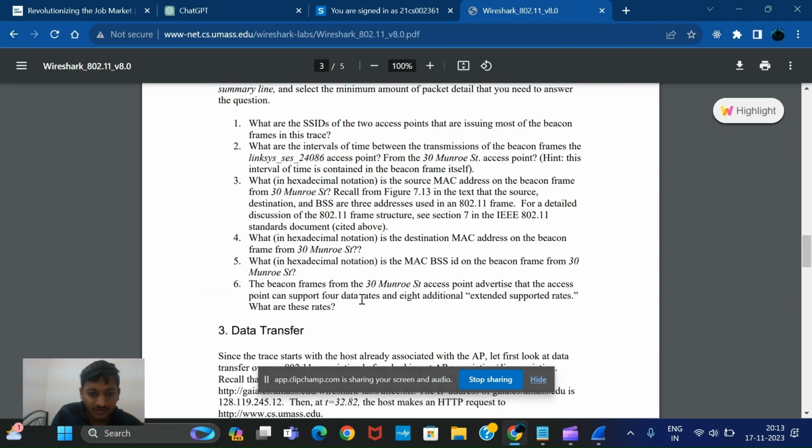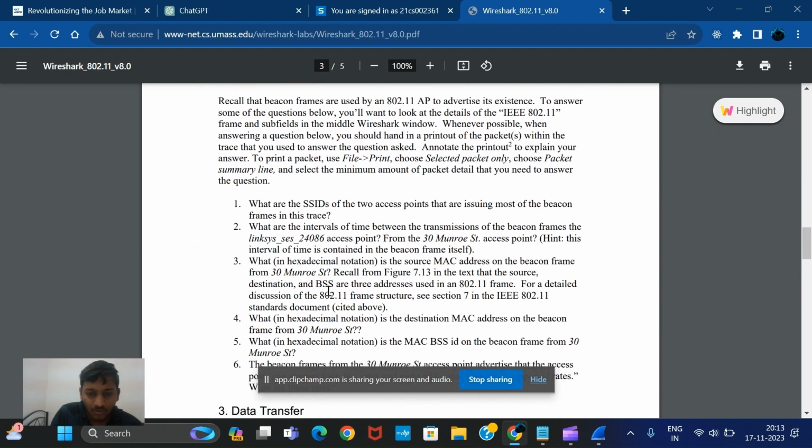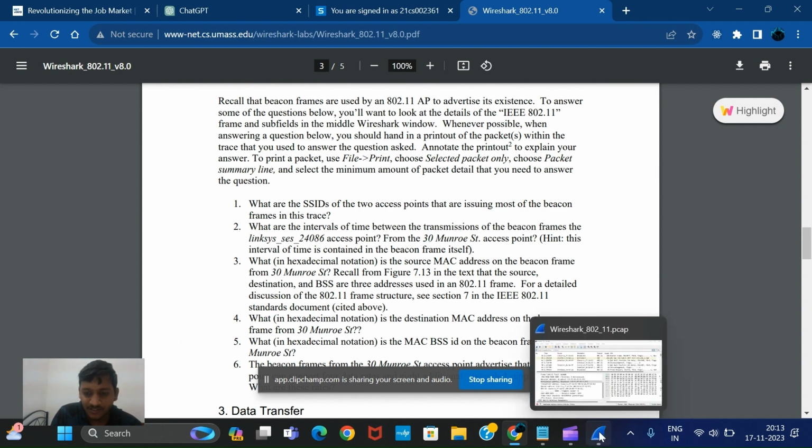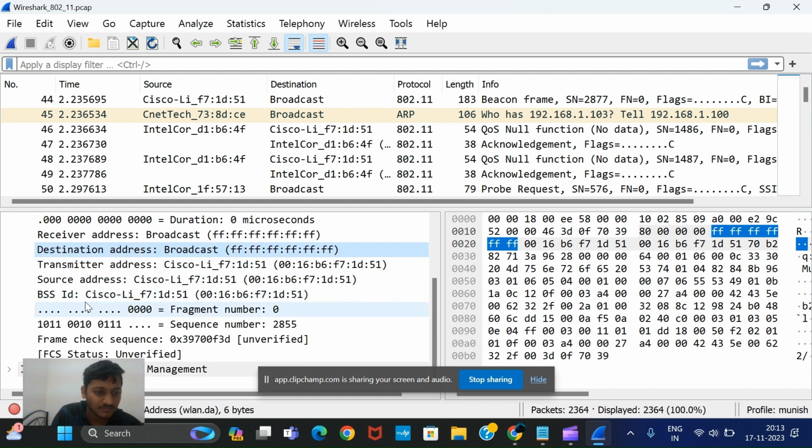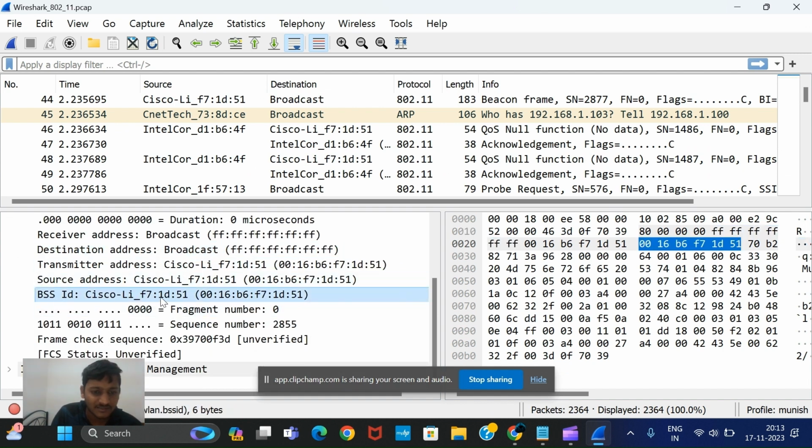And the final, fifth question: what is the MAC BSS ID on the beacon frame? In the same IEEE 802.11, here the BSS ID is 0016B6F71D51. This is the same as our source address.